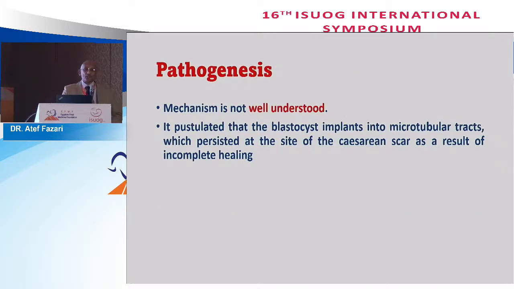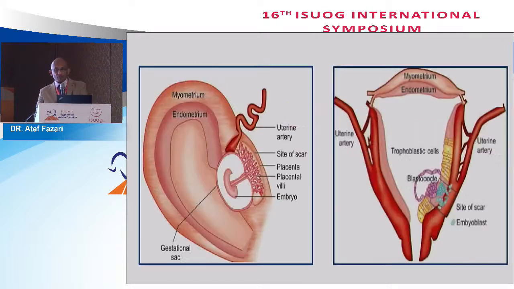For the pathogenesis, yet nothing is well understood. All of them are hypotheses and postulated suggestions. But definitely there is implantation of the blastocyst in a microtubular space at the affected site of the previous scar, which might be clear in this image.